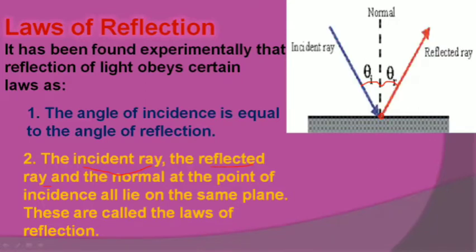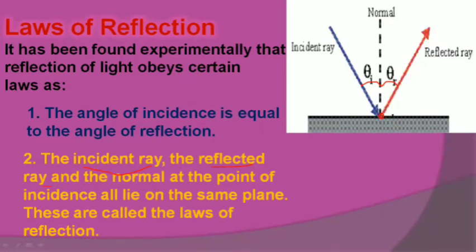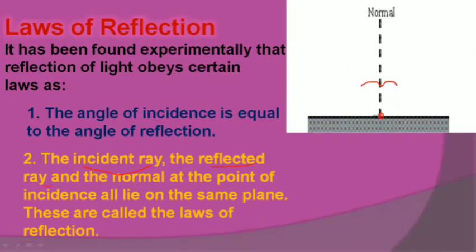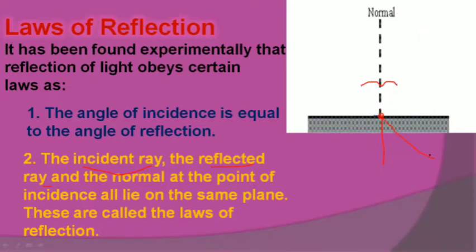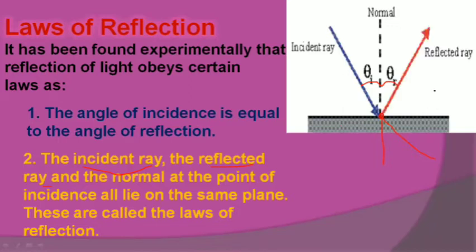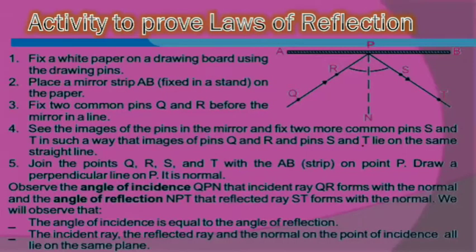Like this is the mirror. On this side, on this plane, these three lines will be on the same plane. The normal cannot be on this side while the incident ray is on that side. If the incident ray is on this side, the reflected ray is not on the other side. The plane cannot be changed. All three lines are on the same plane.